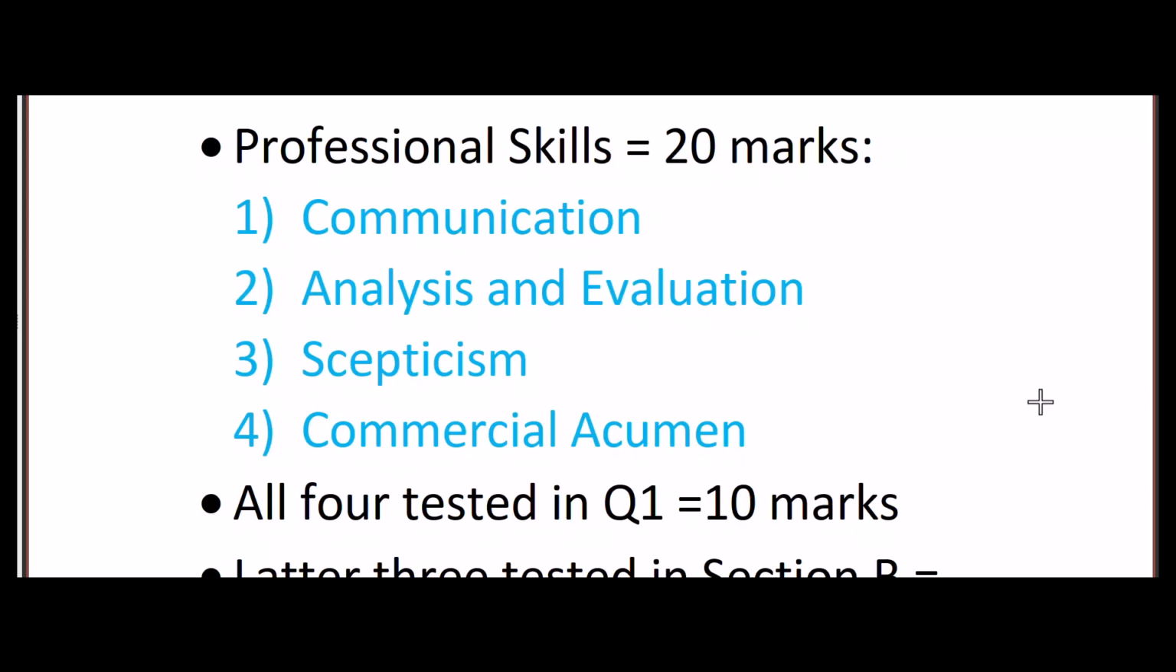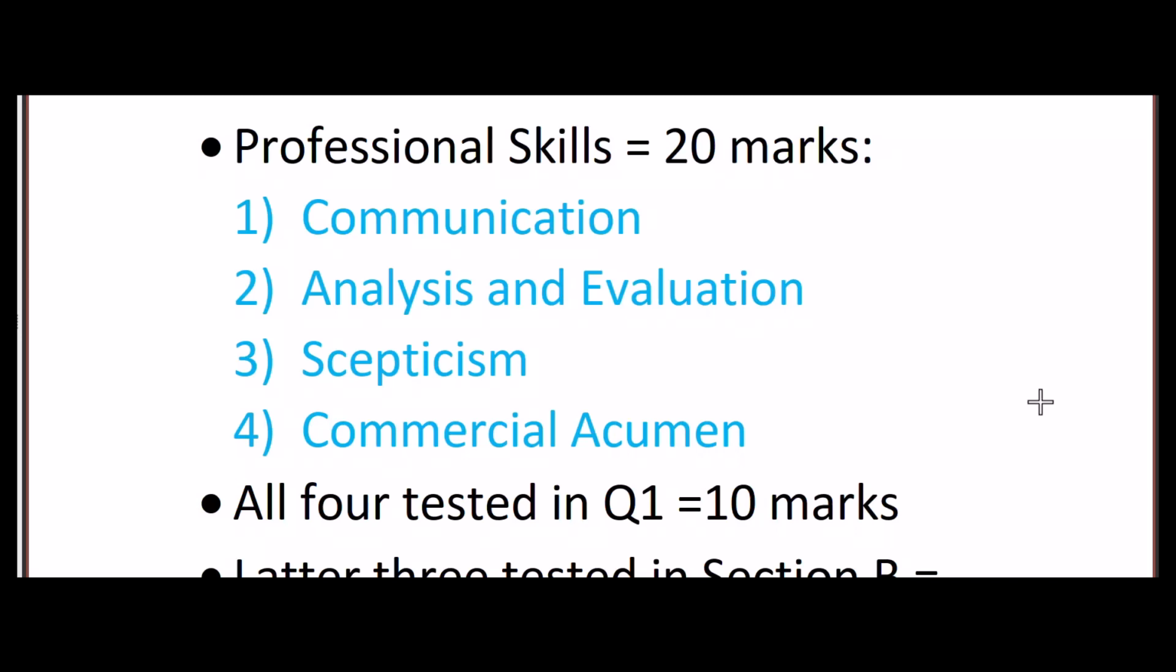The communication marks, I've said before, are straightforward. You're going to get 4 or 5, and any candidate doing AFM would expect to get 4 or 5, depending on what they allocate in what is going to be Q1. The analysis and evaluation is about the way we process the calculations and how we comment on them. And they are, again, relatively straightforward to get as far as AFM is going to be concerned.